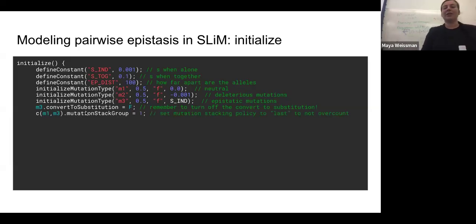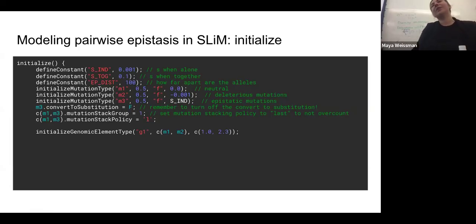I also created a mutation stacking group. This is a thing that I did weirdly yesterday. So here I'm creating a mutation stacking group that includes both M1 and M3 mutations. And then I'm setting the mutation stack policy to last, so whatever is last.